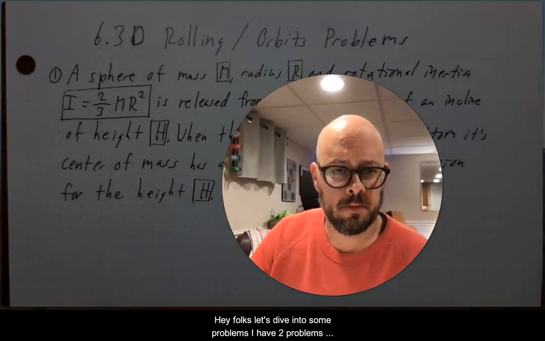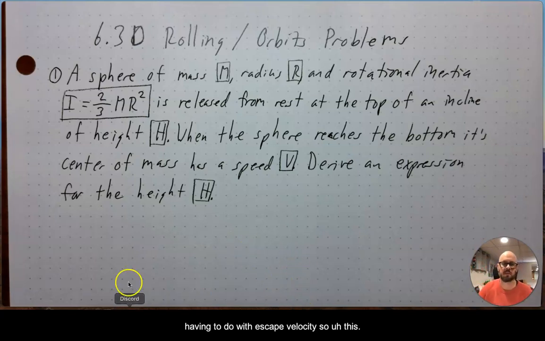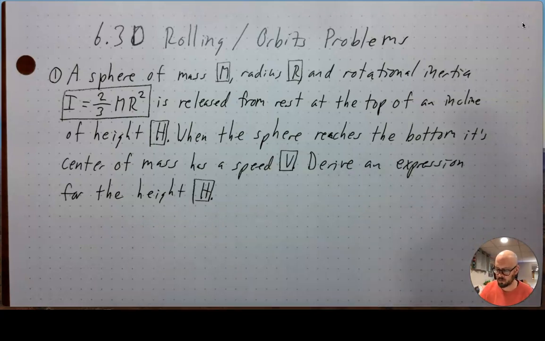I have two problems here, one having to do with rolling motion and then one having to do with escape velocity. So this energy problem here for rolling motion probably goes a little bit beyond what you would do on a typical problem, although it might not anymore. I mostly just want to show you the thinking behind all of this.